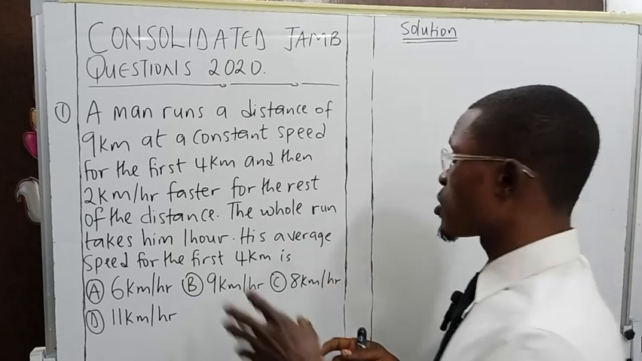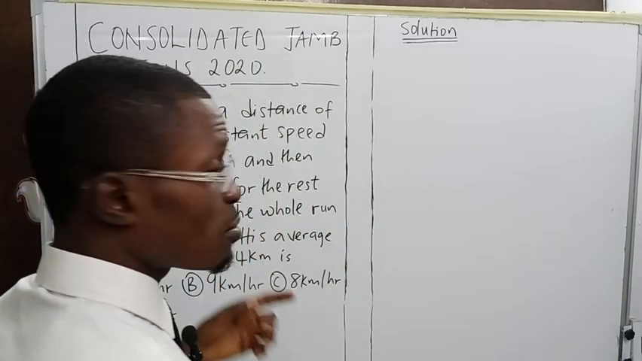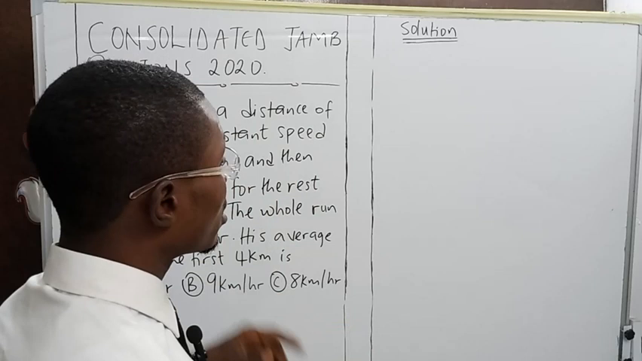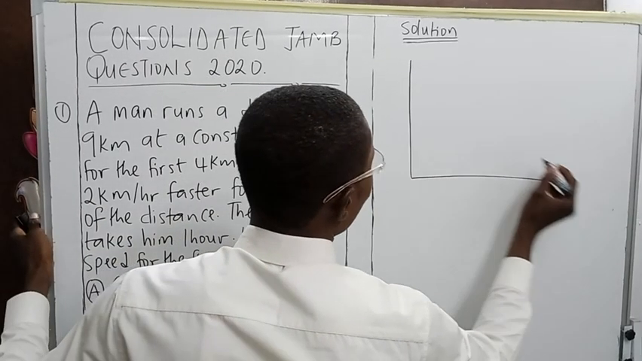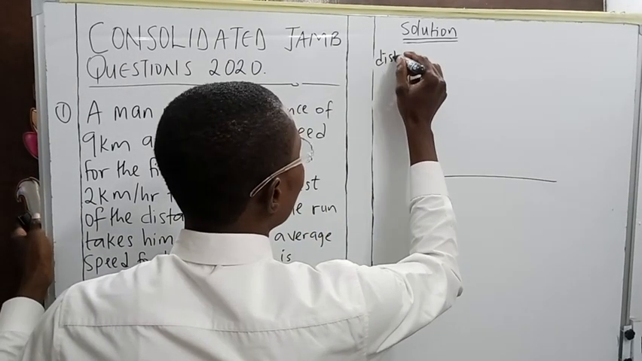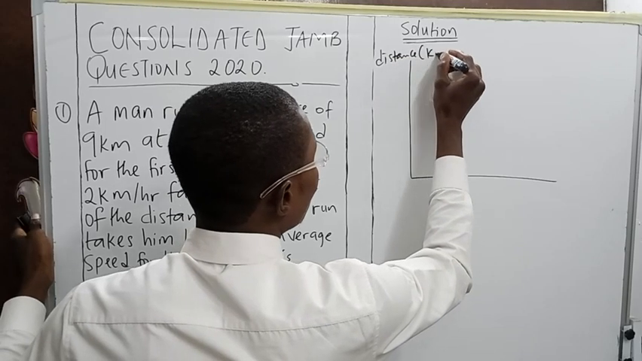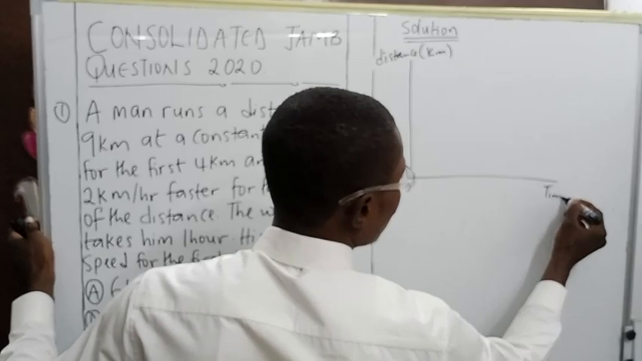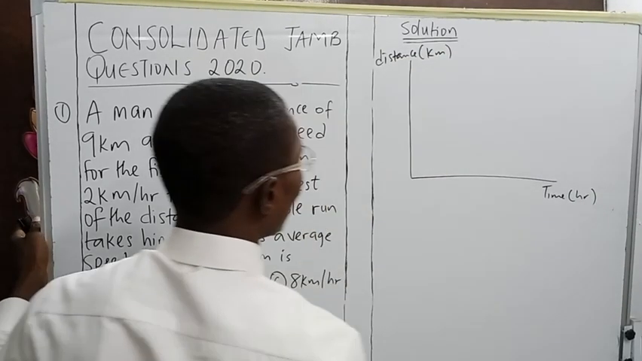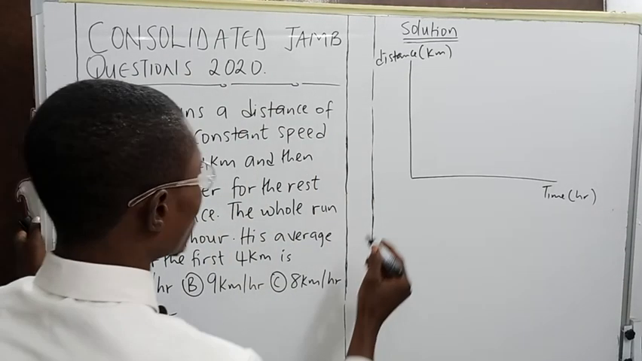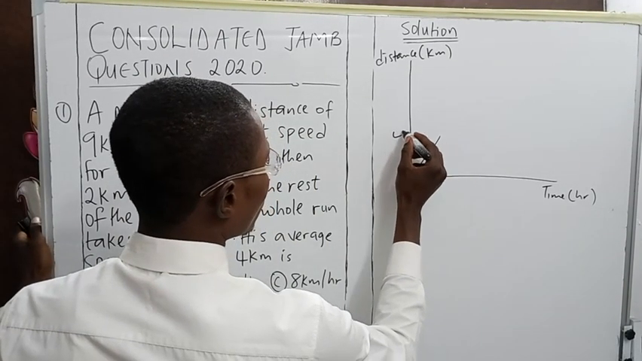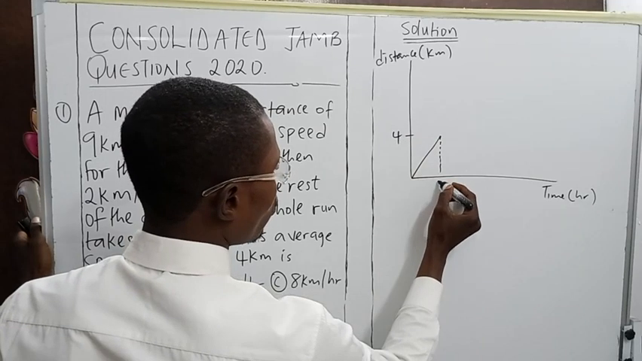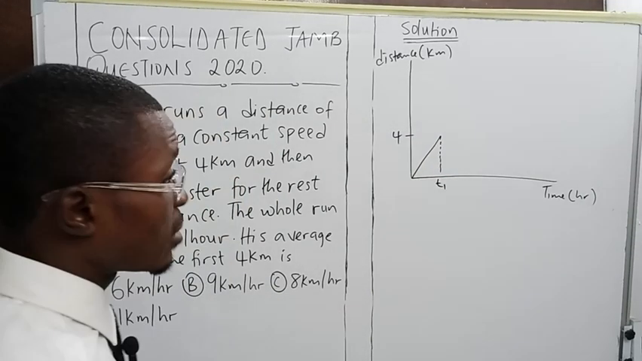Now, we start by representing this on a diagram. Constant speed is a straight line graph, okay? Distance against time. So you have something like this. Here is distance, in kilometers. And here you have our time, which is in hours. Alright? So the man runs for the first 4 kilometers this way. This is 4. And the time is not indicated, so we make it T1.